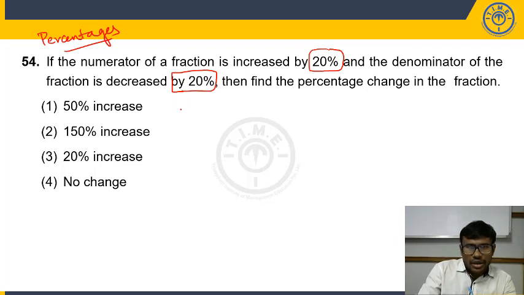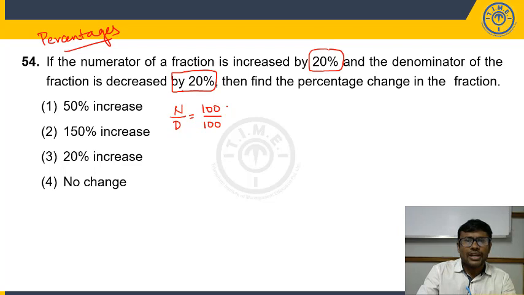Okay. Now, let us take the fraction as numerator and denominator, let us take it as 100 and 100. There is no problem even if you take 100, 200 or 100, 300. For my easy calculation, I'm taking numerator as 100 and denominator as 100. Now, what happened to the numerator? Increased by 20%. Means the new numerator will be 120.